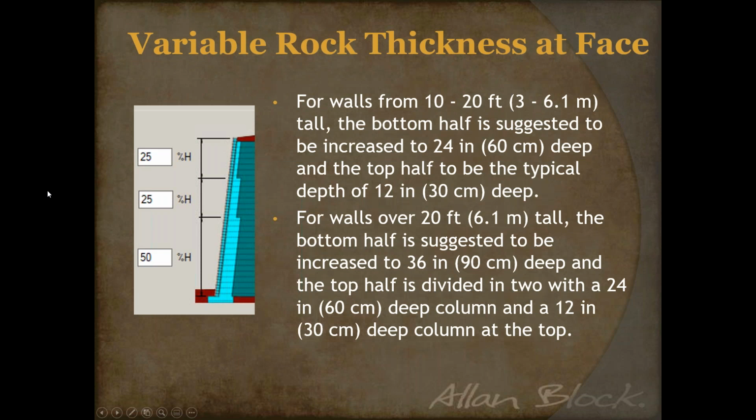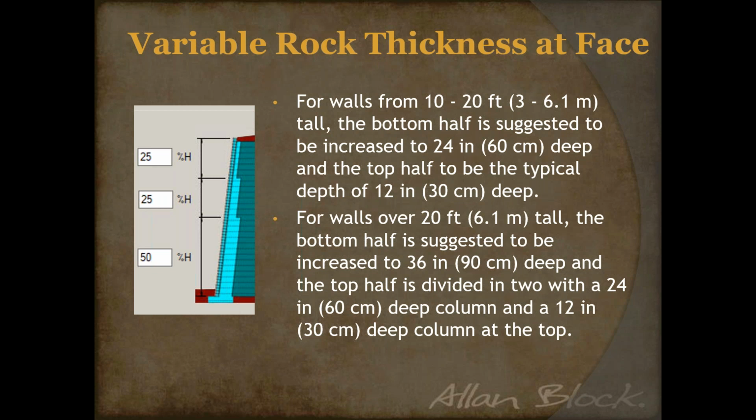All right, so really one of the big major changes in a tall wall application that we want to consider, and that we often see happening and are glad to see happening, is increasing the wall rock thickness or even putting a variable wall rock thickness in. So our rules, incorporated into our software, AB Walls, are that if you have a wall from 10 to 20 feet, the bottom half of that wall rock column is going to increase from our standard 12 inches to 24 inches, and for the top half of the wall, it would be the typical 12 inches.